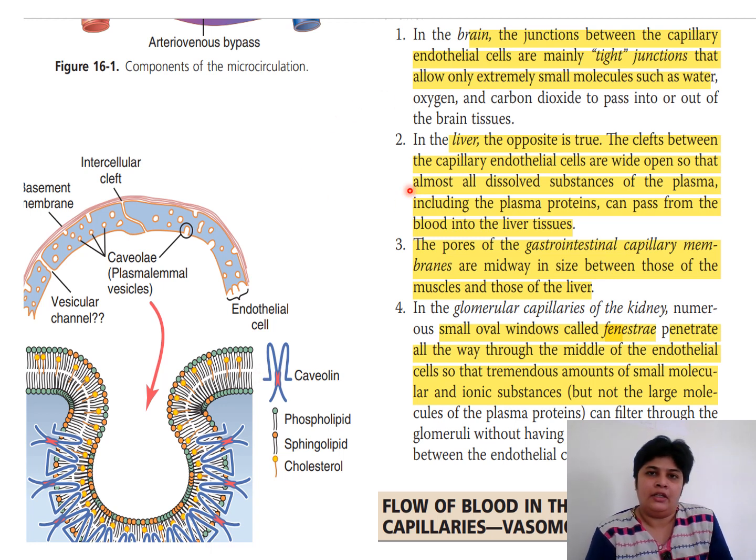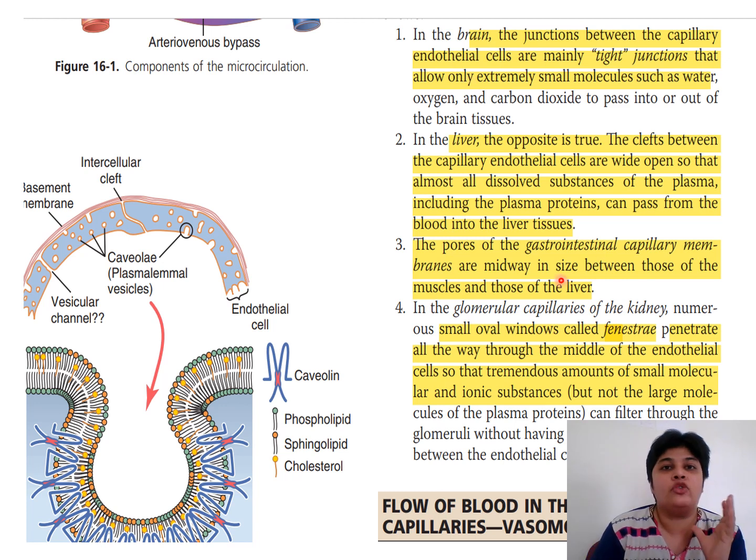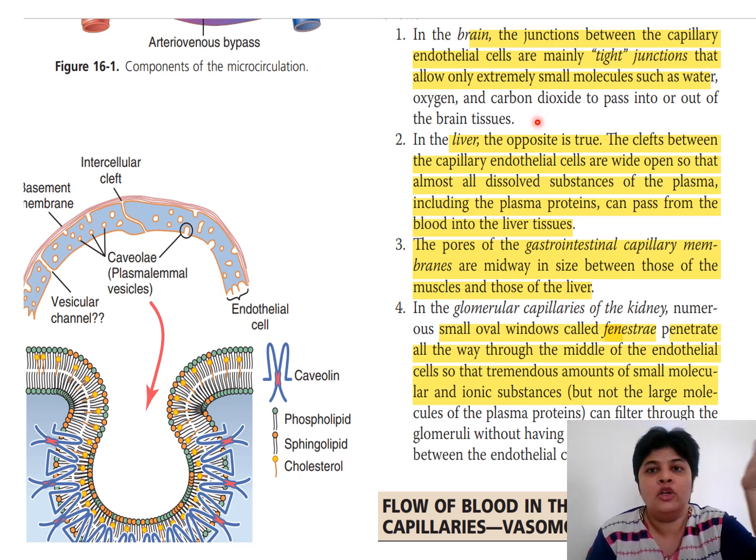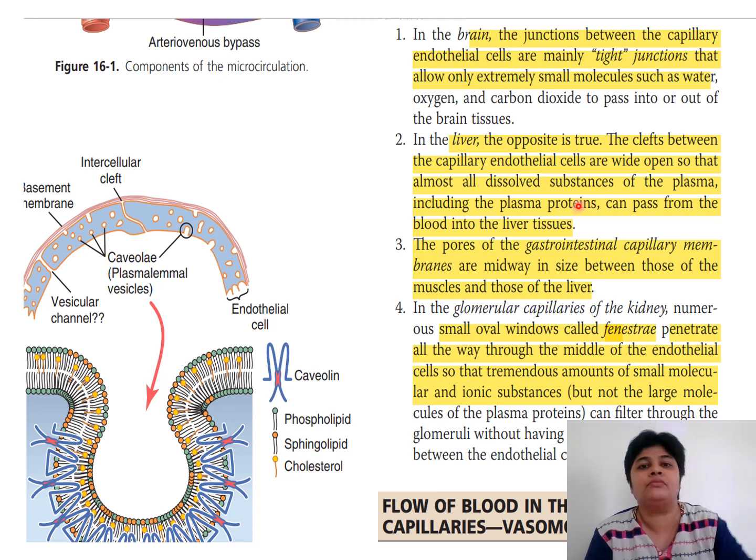Then we have moved to another paragraph. This paragraph is talking about the different capillary structures according to the different functions of a tissue. So definitely the brain needs to be protected. So brain capillaries have tight junctions. Okay, so they do not allow that much movement. The tight junctions are so small that they only allow water movement, which we also call the blood-brain barrier.